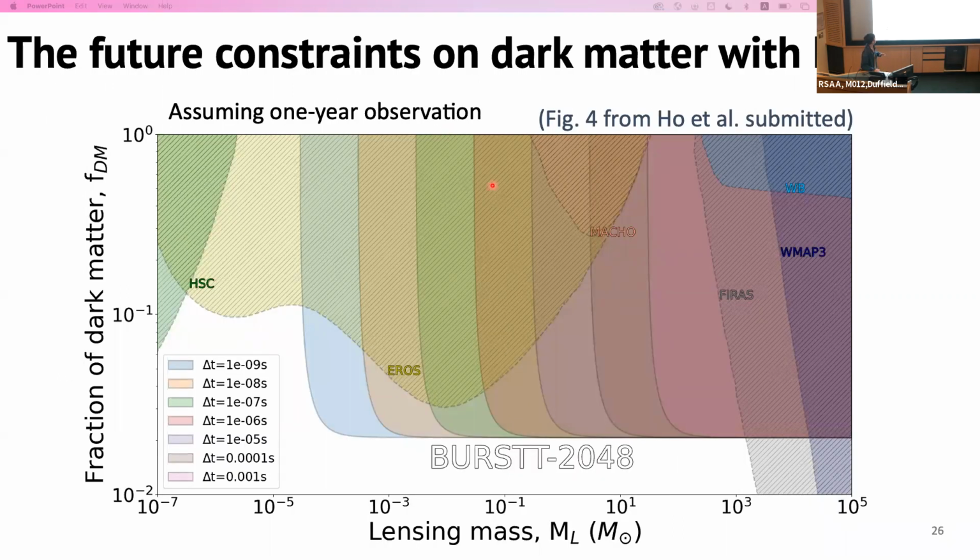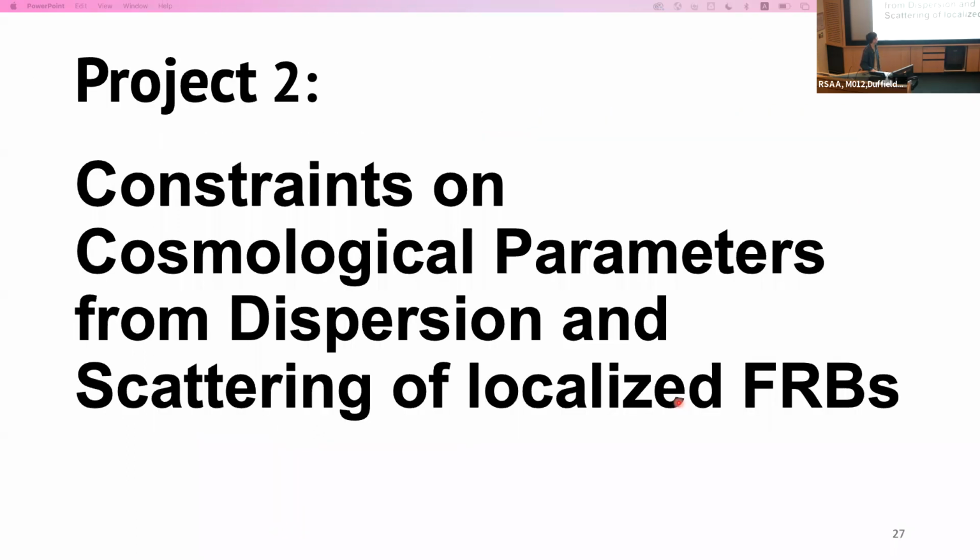Using this result, actually, we can also do future constraints on dark matter with BURST. So here I show you the dark matter fraction versus lensing mass plot. You can see that there are some past constraints from different surveys. And for BURST, actually, we have a better constraint in the lower mass region. And also, we cover the primordial black hole region here, which is quite good. And actually, that ends my first project.